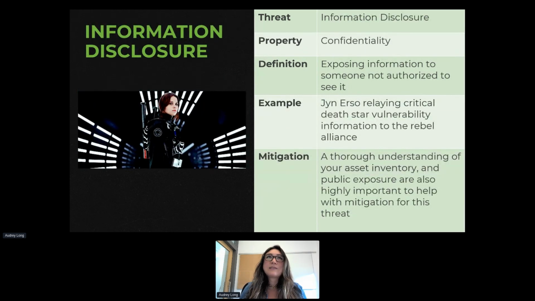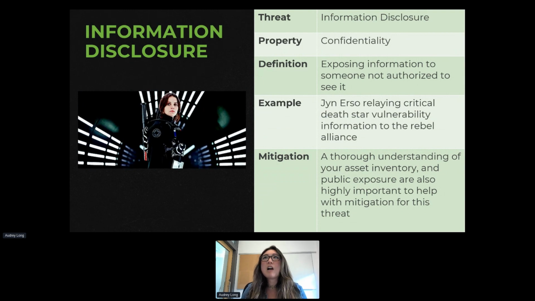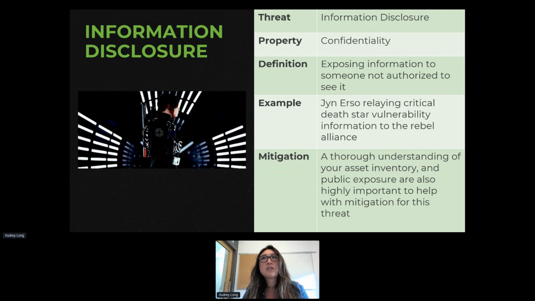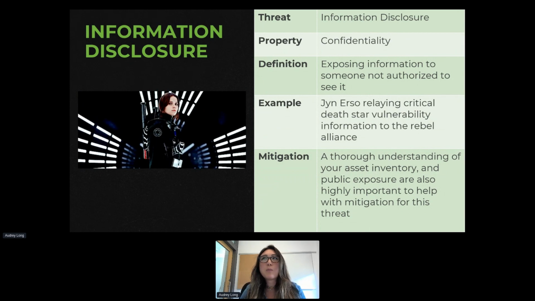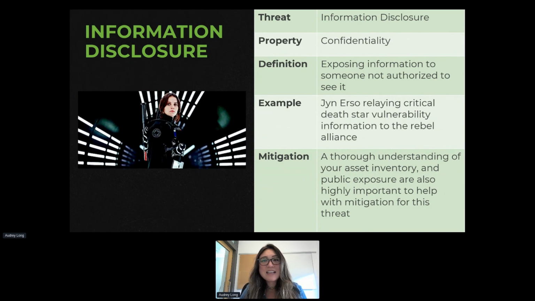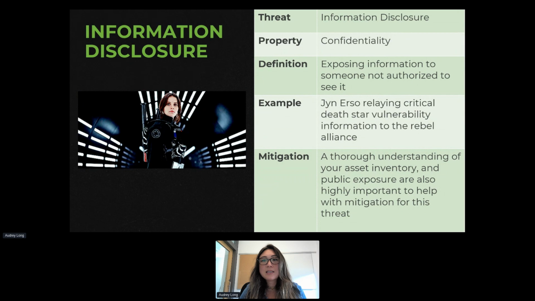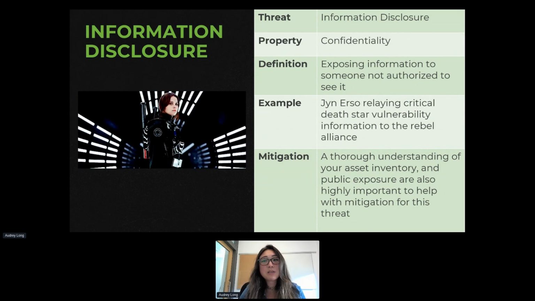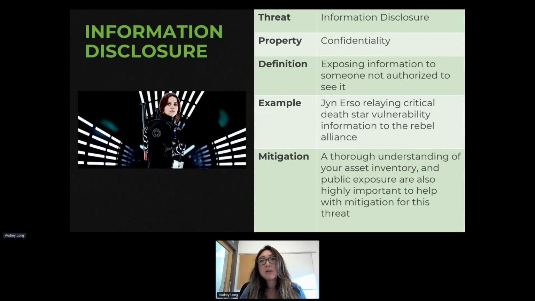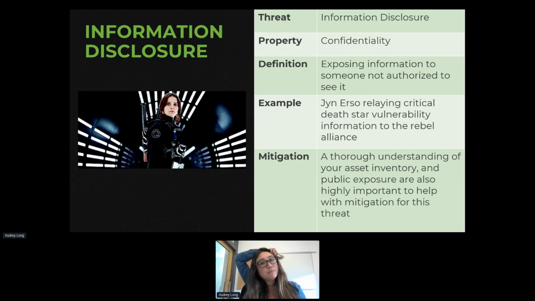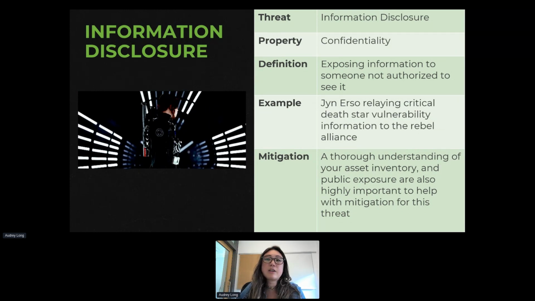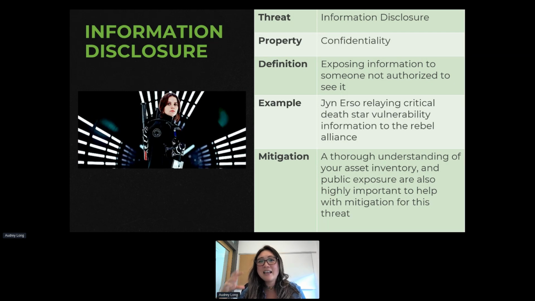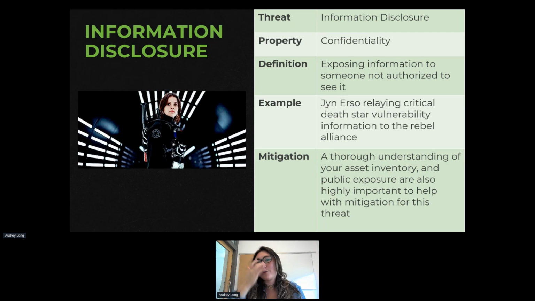Now, I stands for information disclosure, and it's a property of confidentiality. For the definition of information disclosure, it's exposing information to someone not authorized to see it. The Death Star's vast repository of sensitive information, including plans, defenses, and personal data, could become a prime target for information disclosure threats. Proper access controls, data encryption, and data compartmentalization can help safeguard against such vulnerabilities.